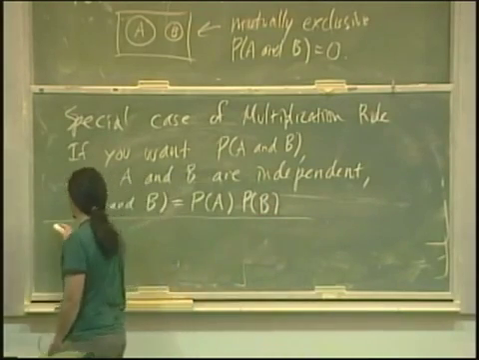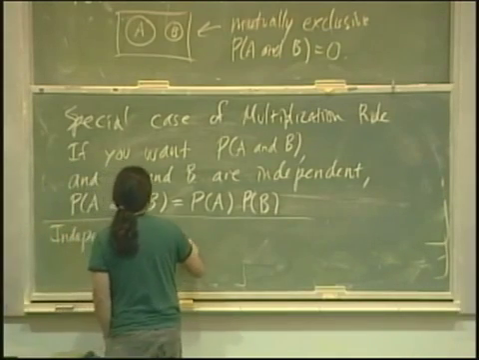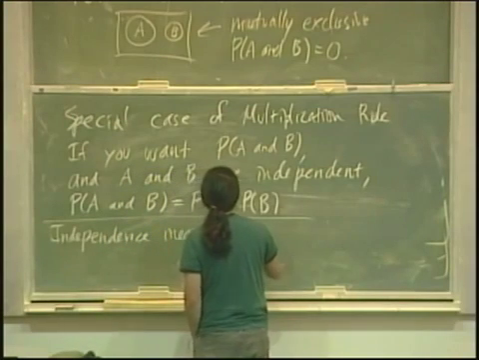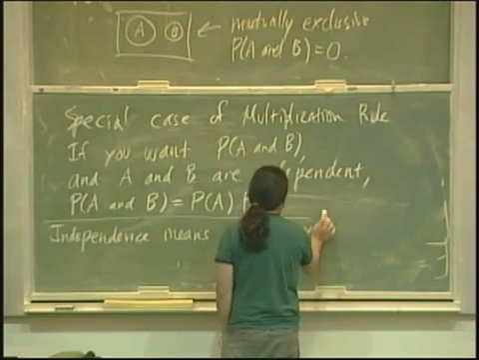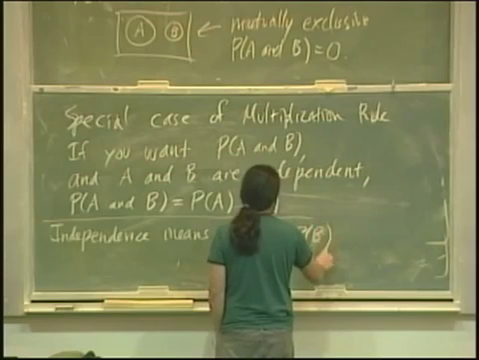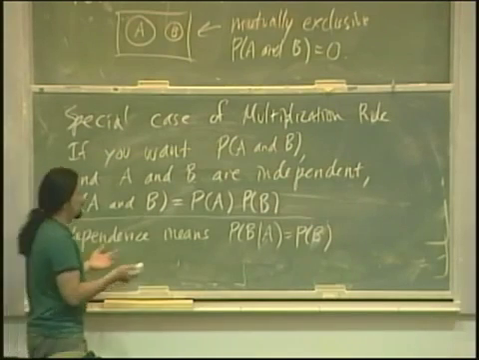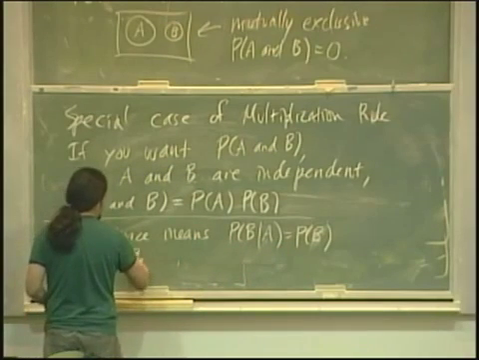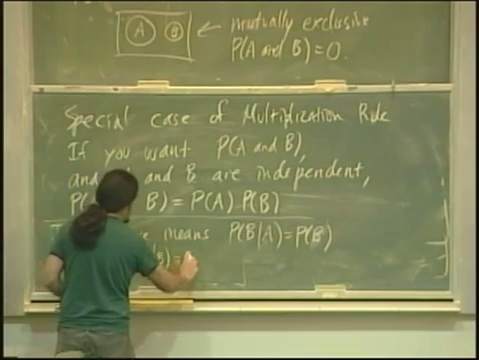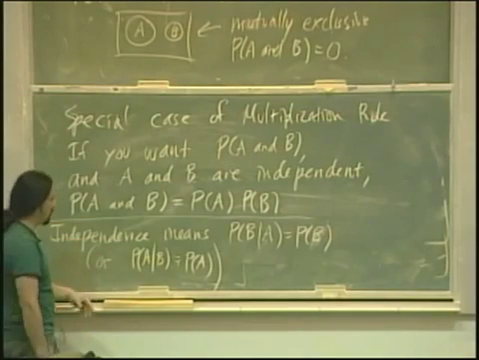And what does independence mean? Independence means the probability of B given A is equal to the probability of B. You can write independence in a few different ways, and I talked about this last time. You can write it this way, or you could write it as the probability of A given B is equal to the probability of A. Okay? And actually there are a few other ways to write it, but those are basically the main two ways to think about it.